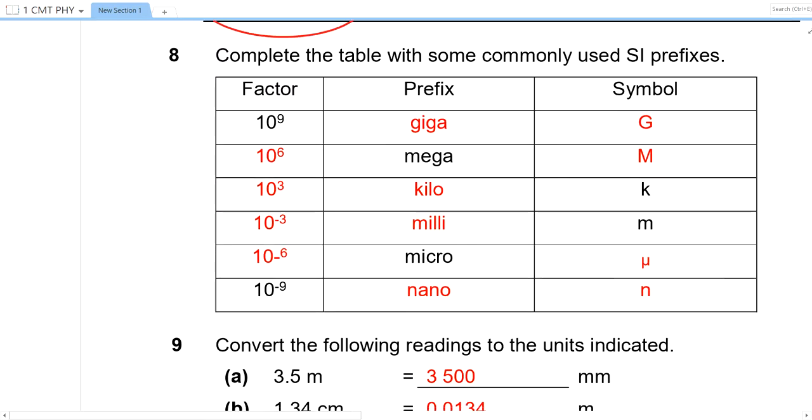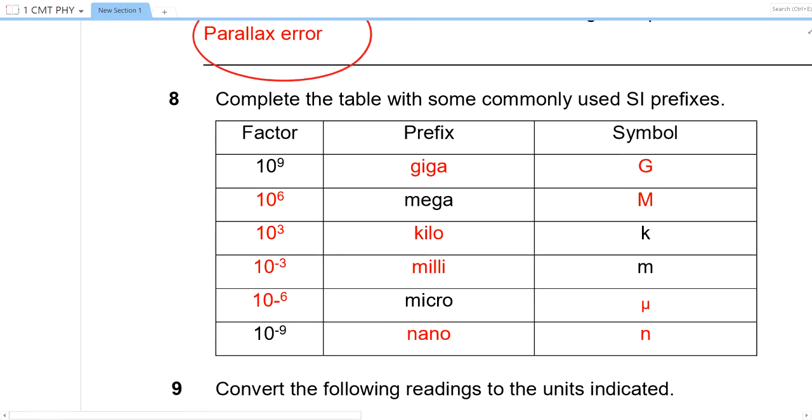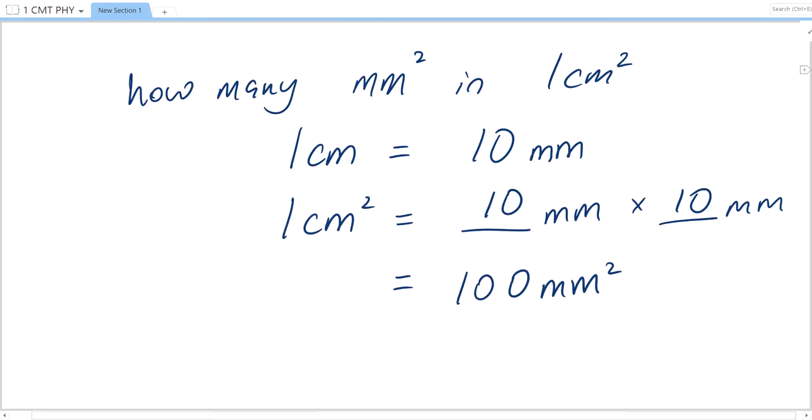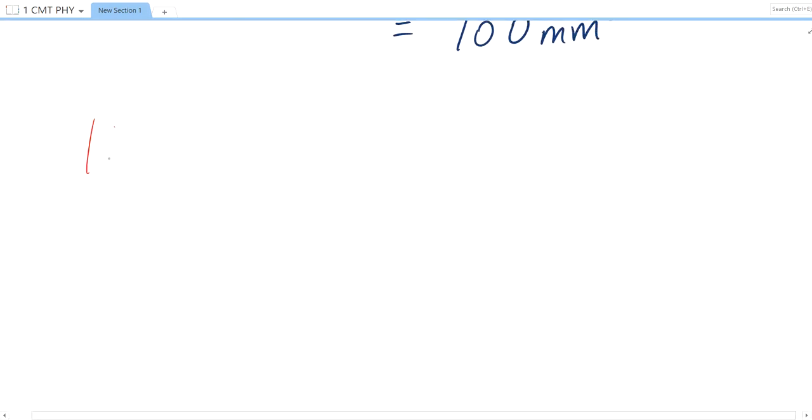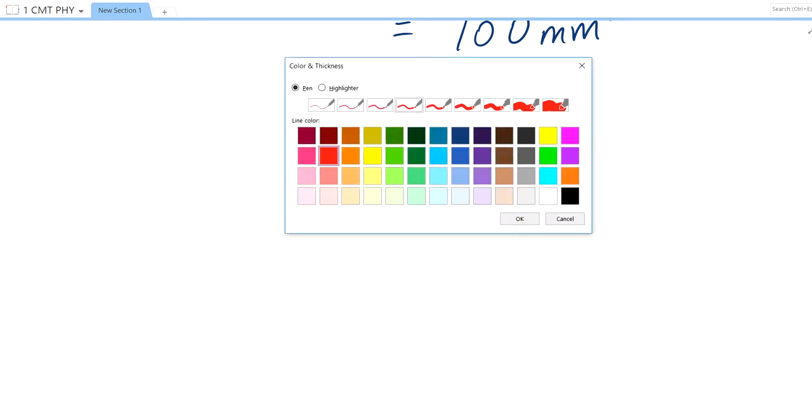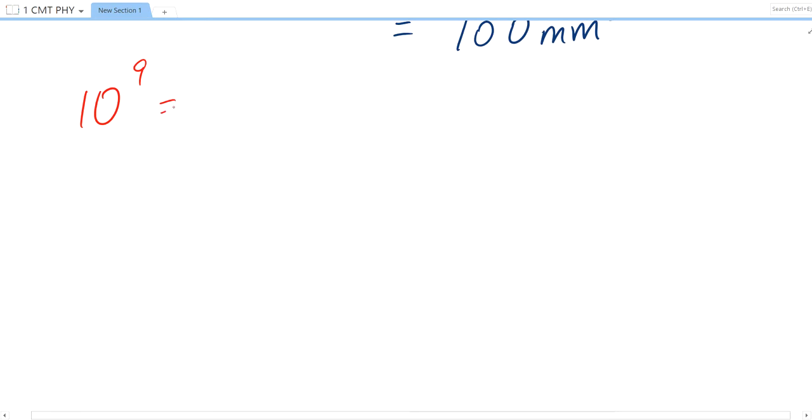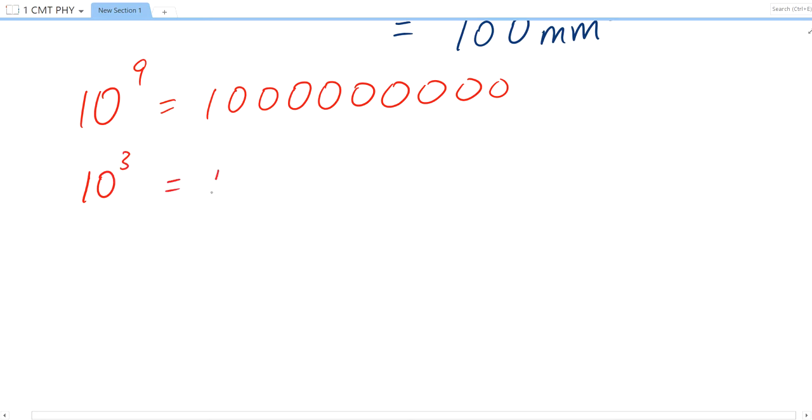Okay, you may copy this down first. I will go through it in a short while. Maths. So, a very quick one. 10 to the power of 9. Hang on. So 10 to the power of 9 simply means 1, 0, 0, 0, 0, 0, 0, 0, 0, 0. Okay? This is 10 to the power of 9. What do you think 10 to the power of 3 looks like? Okay, that's 1000, right? What about 10 to the power of negative 3?